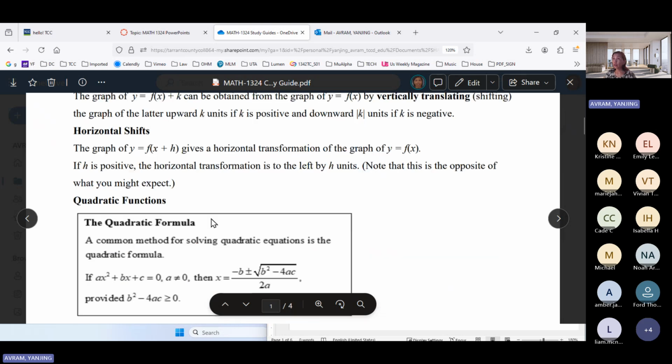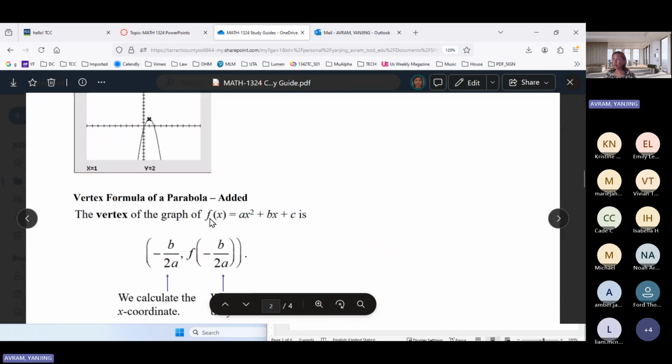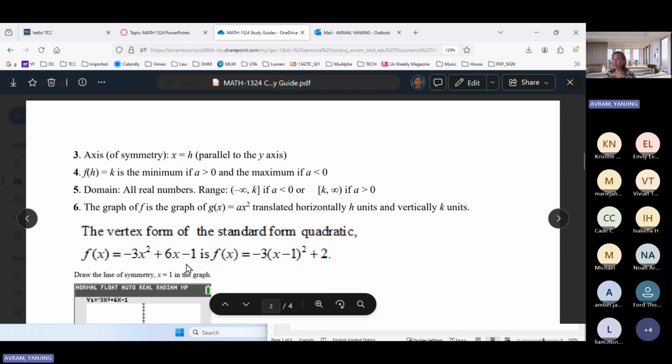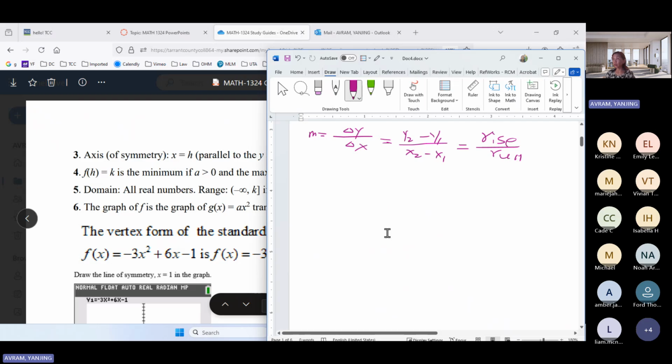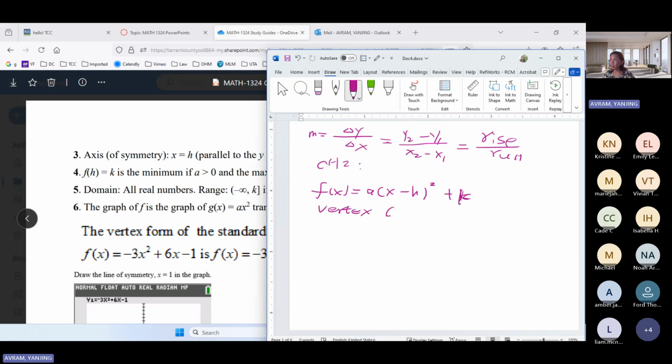All right. So this is called the vertex form, right? If you have the standard vertex form, what is the standard vertex form for the quadratic? Okay, so chapter 2, quadratic. If you have f of x equal to a times (x minus h) squared plus k, this is called a vertex form, right? So the vertex here will be just (h, k), right? So look at this one right here.